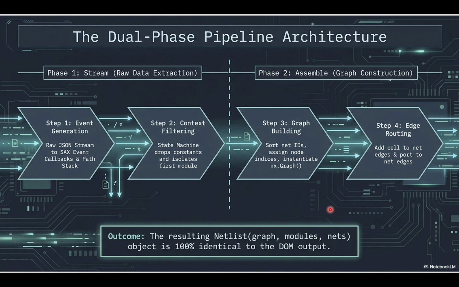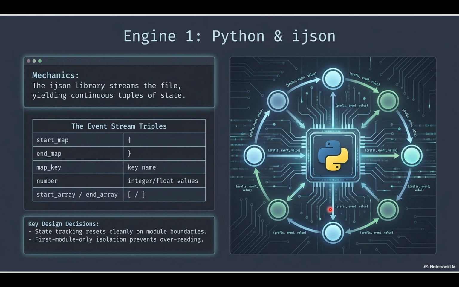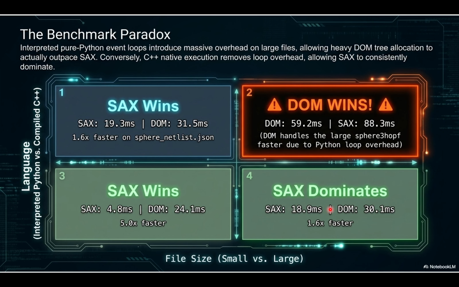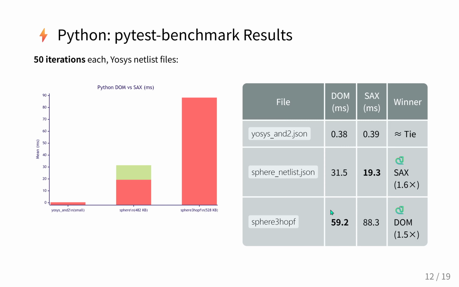This is where our assumptions get severely tested. They ran 3 different Yosys JSON files of increasing size. Let's start with the smallest file, called yosysan2.json. It's tiny. And the result? A virtual tie across the board, about 0.38 milliseconds for both DOM and SAX in both languages. Which makes mechanical sense. The file is so small that the overhead of setting up the SAX engine takes roughly the same amount of time as just cramming the whole file into memory. It's like renting a massive industrial crane to pick up a single pebble, you know? Right. The time it takes to turn the crane's engine on is longer than just bending down to pick it up yourself.